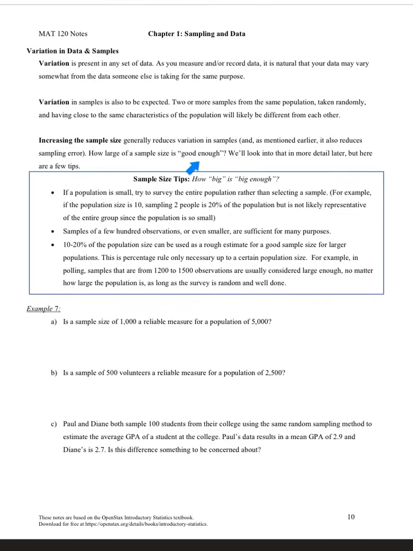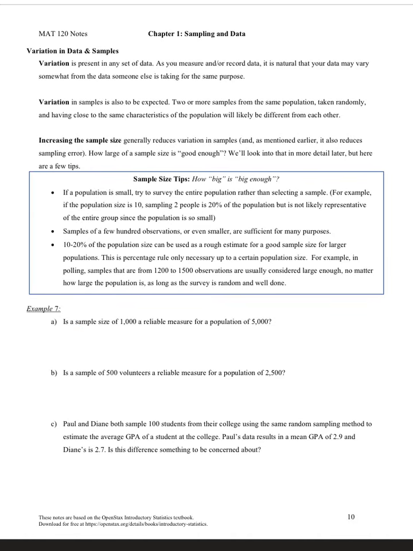But how large of a sample is good enough? We'll go into this in great detail later, but right now we have a few tips. If the population is small, try to survey the entire population. Samples of a few hundred observations, or even smaller, are sufficient for many purposes. And 10 to 20% of the population size can be used as a rough estimate for a good sample size for larger populations.